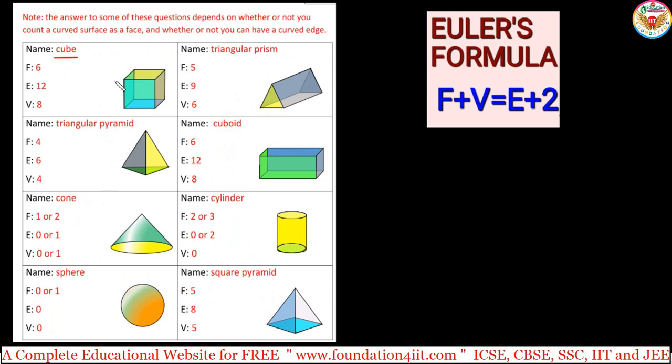First one is a cube. This is a cube shape. Faces, edges and vertices. How many faces are there? Surrounding 4, top 1, down 1. So 6 faces.